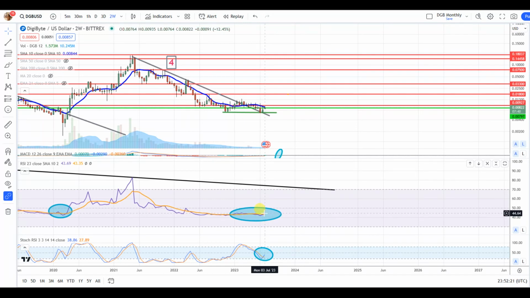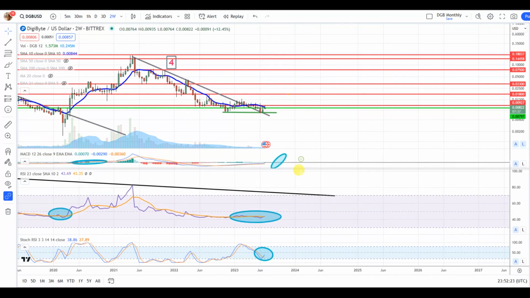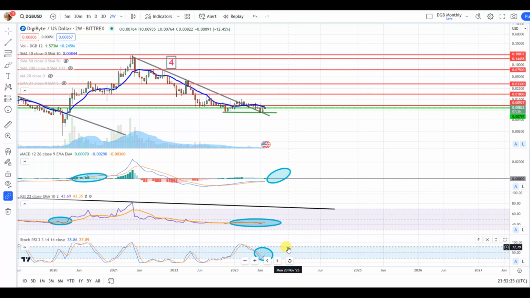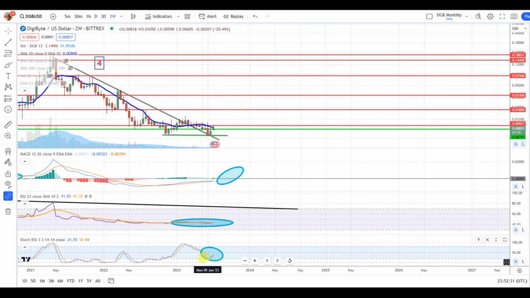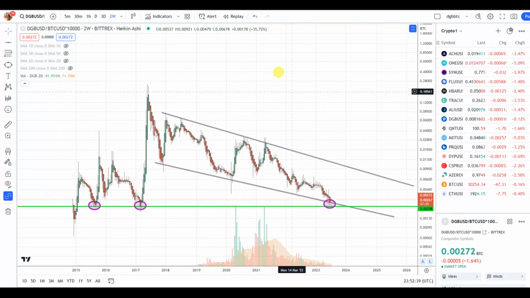Now we're starting to cross up again. And the other thing I would point your attention to is the stochastic RSI. Again, this is measuring the relative strength and momentum within a chart. And you can see here that the stochastic RSI is above 20 and we have a bullish cross.